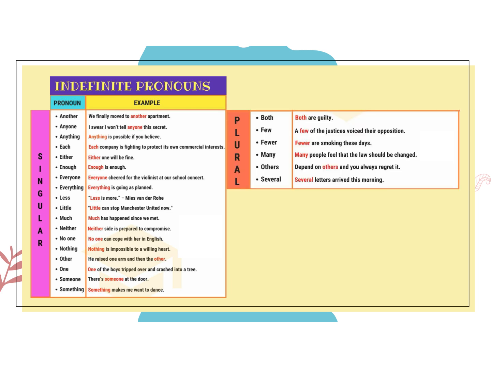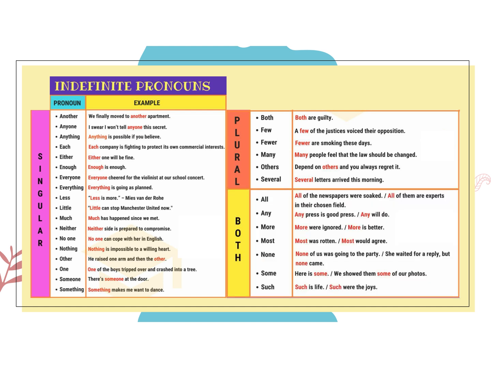Sometimes indefinite pronouns are plural and require a plural verb. We don't say both is guilty. We say both are guilty. And some indefinite pronouns can be plural or singular, depending on how you use them. For example, more were ignored. Like, there are many individual customers, and more were ignored in the store than helped. Or we can say, more is better, like more money is better than less money.